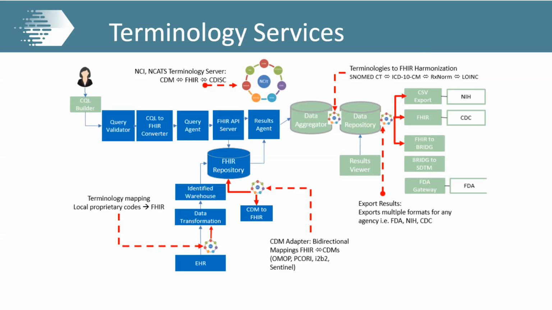The terminology service is represented as the flower-shaped circle here, and the icon represents the nature of the terminology service: it can provide mappings between different terminologies or data models. As you can see, the flower-shaped icon appears in several places. At the bottom, it can be used during the data transformation between the EHR and a local warehouse, eventually going into the FHIR repository. Or it can be used when you map the local CDM models to FHIR. It can also be used during the data aggregation process, and when the data is exported into the formats that the agencies or clients want to use.